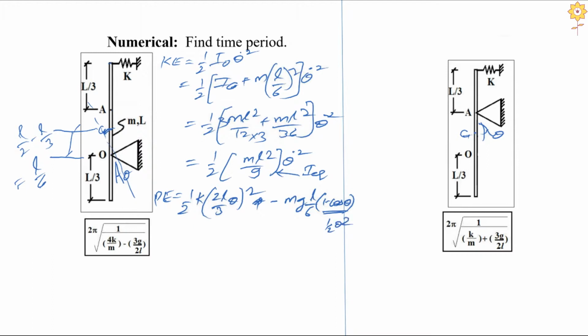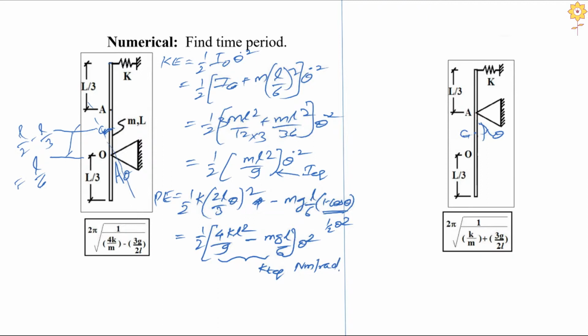So we had seen a number of numericals on this, so P should be given as half times, let me write this in the brackets. What is that? 4kL squared by 9 minus mgL by 6, and theta squared over here, and this term within the bracket should be kt equivalent, in Newton meter per radian.